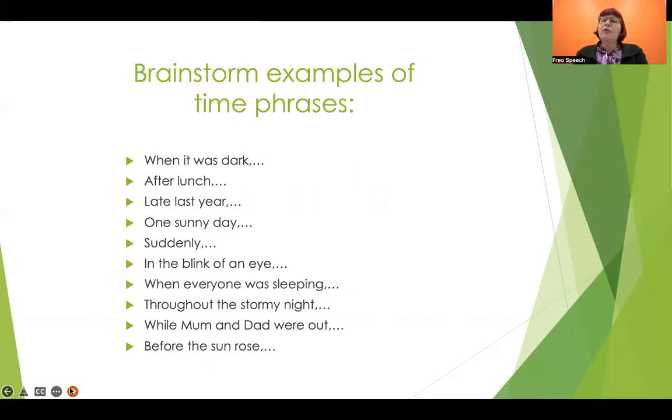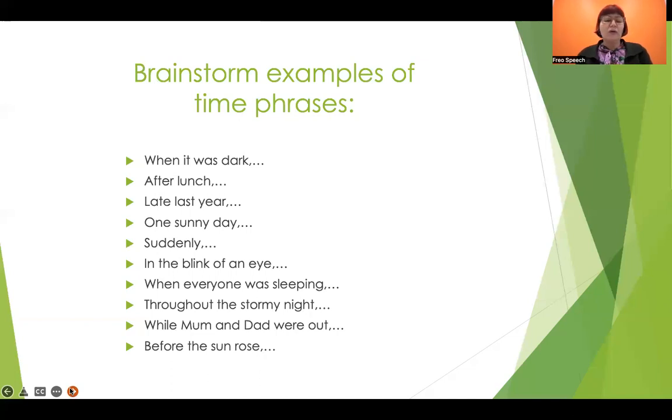It's important, I suggest to students, to start nearly every paragraph with a time phrase, because it's probably the case that they're starting a new paragraph because a new set of actions are occurring, and they are occurring at a new time in the story.